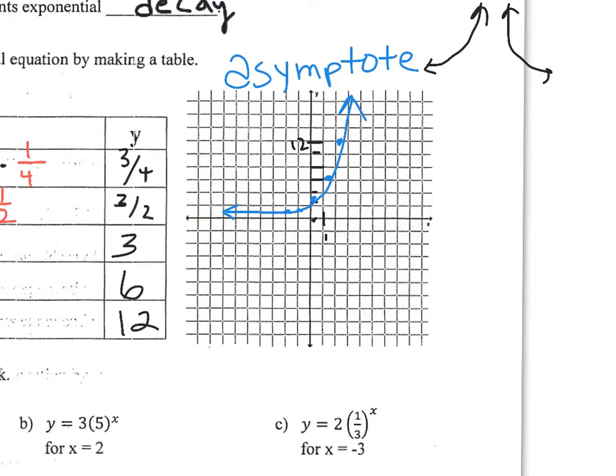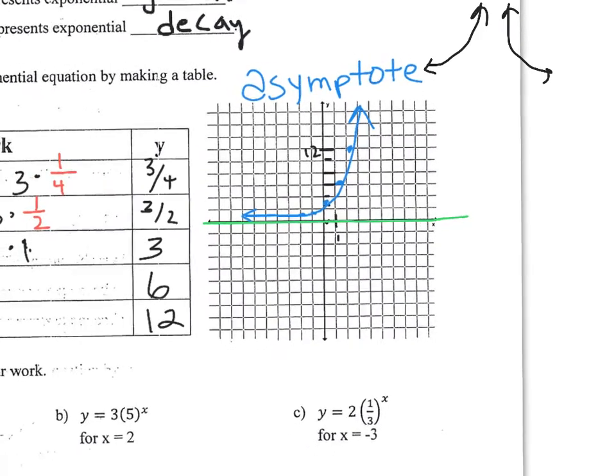So this line right here is called an asymptote. So if you see that word, it means that the function is getting very close to that line, but it's not crossing that line. So an asymptote is a line that a function gets close to but does not cross. So that's a general form of how you graph an exponential function.